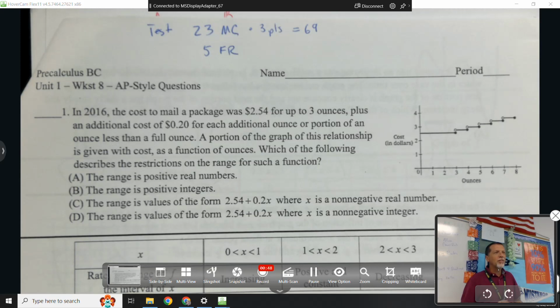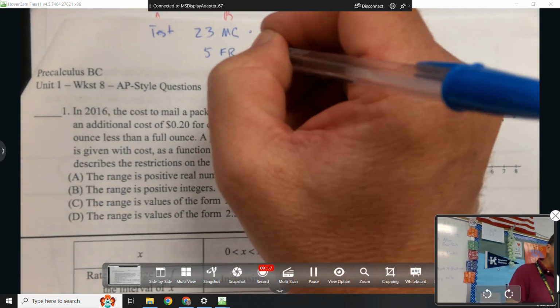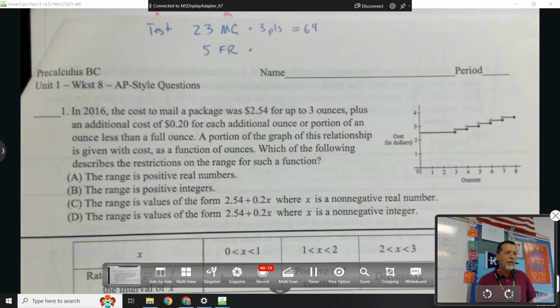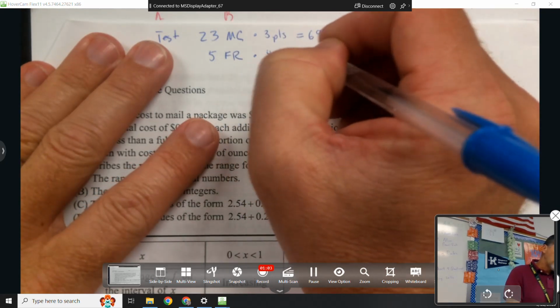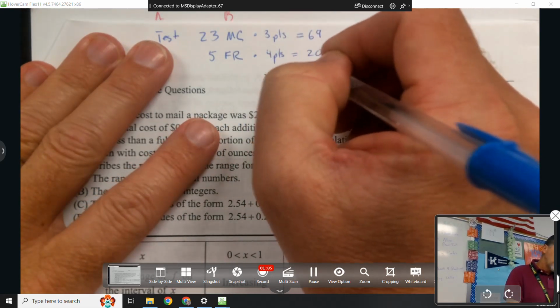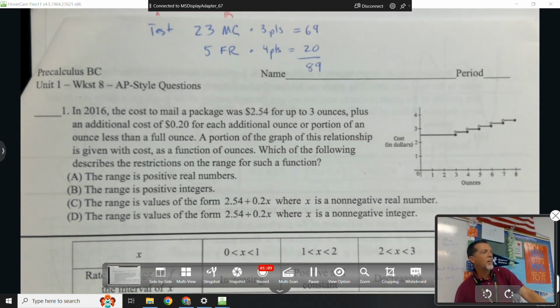Free response questions usually means something lengthy. These are not lengthy questions. These are the easiest ones, really. There's 5 of them. I just don't want you to think that they're really a long question. They're pretty easy. There are 4 points each. So that makes 20. That's a total of 89, which means you could literally miss everything on the test and make an 11.